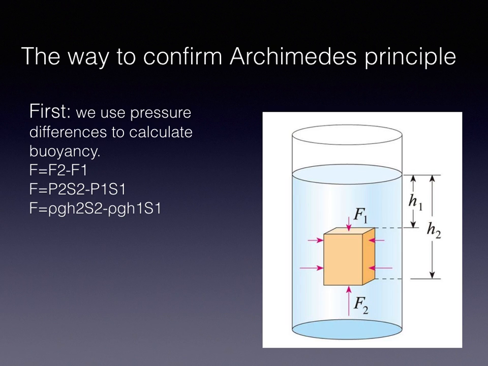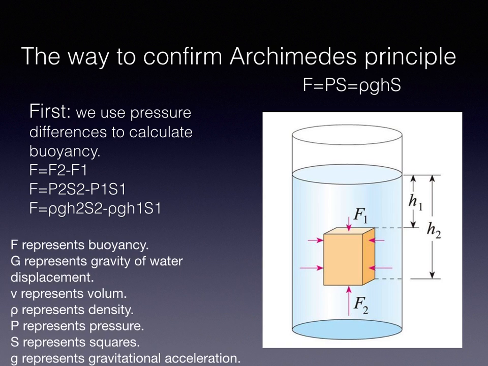Now we need to use another equation. F equals P times S equals rho times g times h times S. In this equation, F represents force, P means pressure, S means square, rho means density, g means gravitational acceleration, and h means height. So we can use this equation to take the place of F2 and F1.